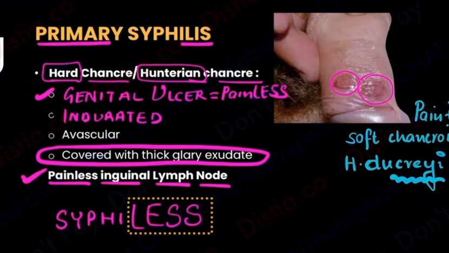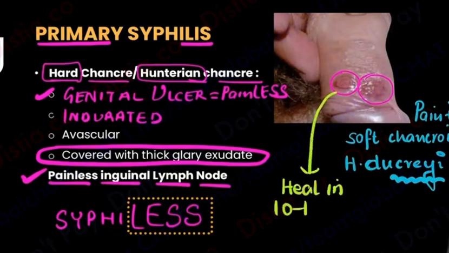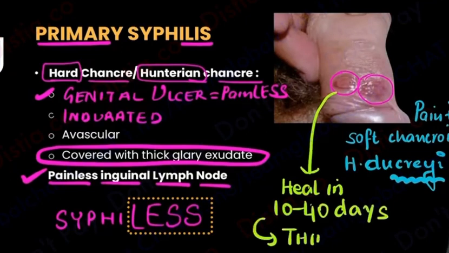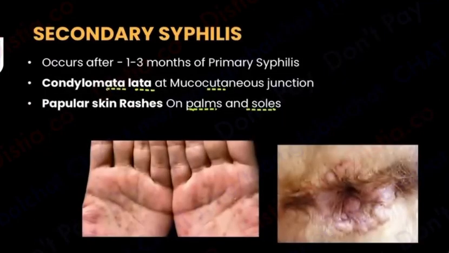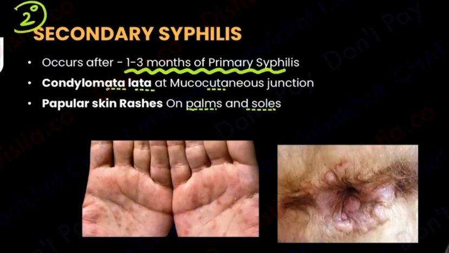Now you will ask me what is the healing aspect. So please note that this is basically going to heal in approximately 10 to 40 days. And this is going to leave a thin scar. That is one thing that can happen. But also what can happen is that the patient enters into secondary syphilis. Secondary syphilis means two. Now listen to me carefully. Firstly, after approximately 3 months of primary syphilis, these patients are going to suffer from condyloma lata.